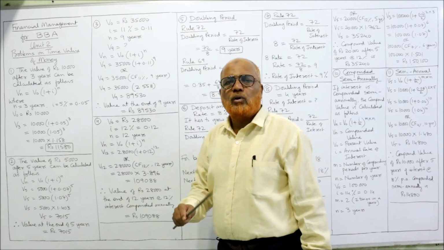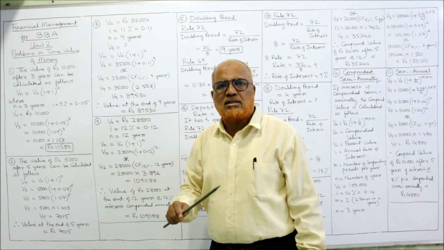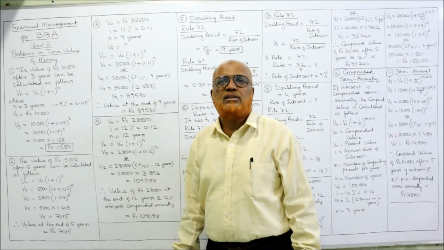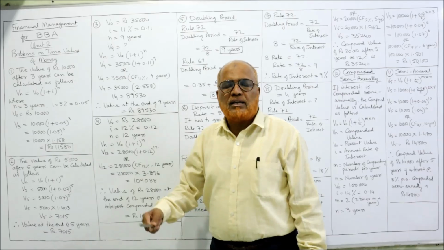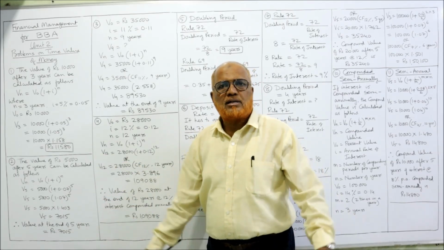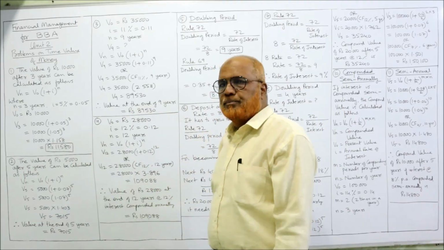That means if you deposit 10,000 right now, you will get 11,580 at the end of 3 years, after getting a compound rate of interest of 5%. That's all. This is the first problem.